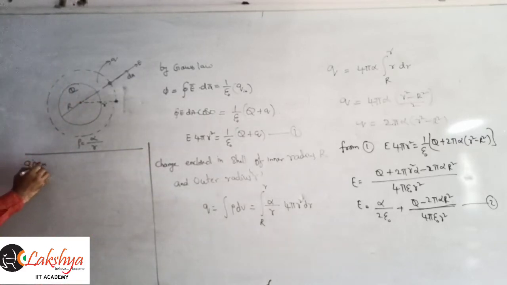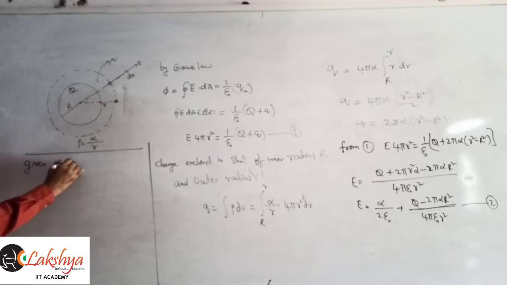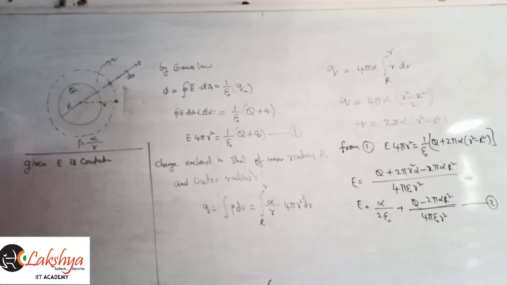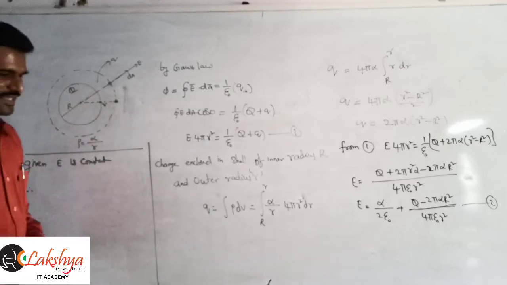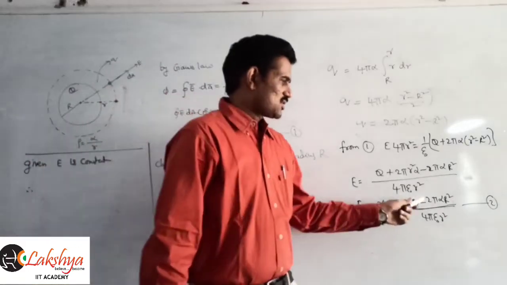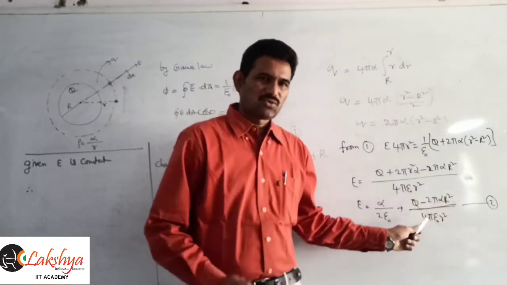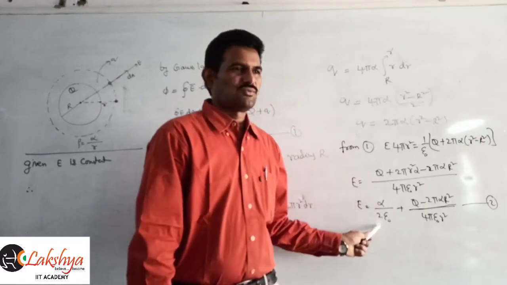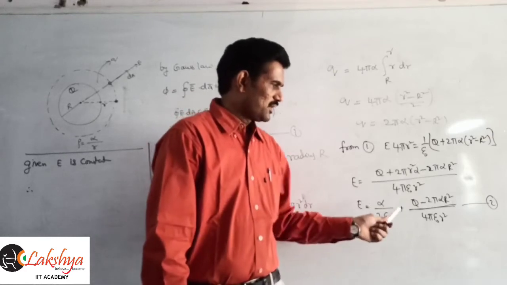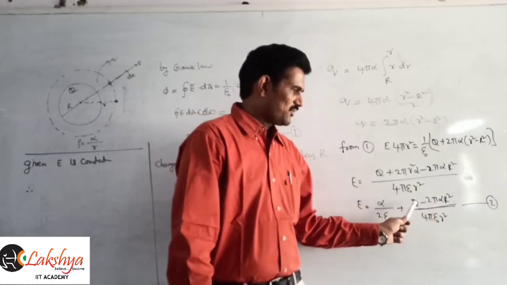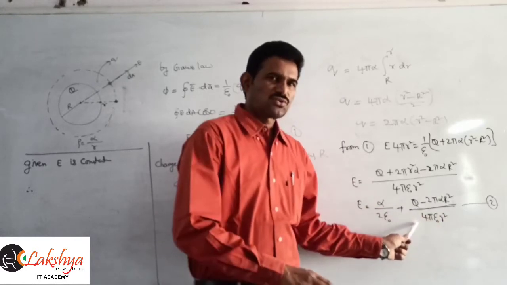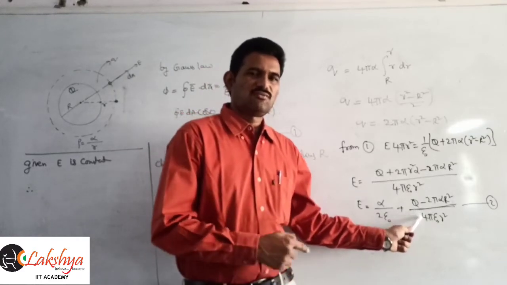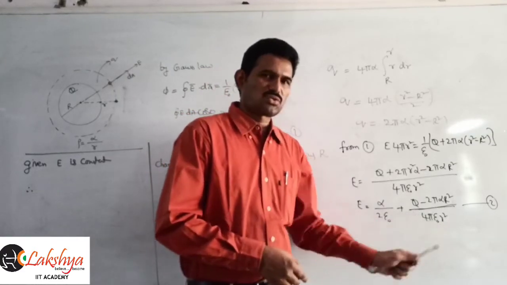So the given condition is that E is a constant. That means it should not depend on this. Therefore, it is possible. That means the E value is constant when this term is 0. Otherwise, if this term is not 0, this is already a constant value. Alpha is a constant that is given, and 2 epsilon naught is also a constant value. Then if this term is 0, automatically the electric field will become a constant. If this term is not 0, the electric field will be variable, because the small r square term will be there.